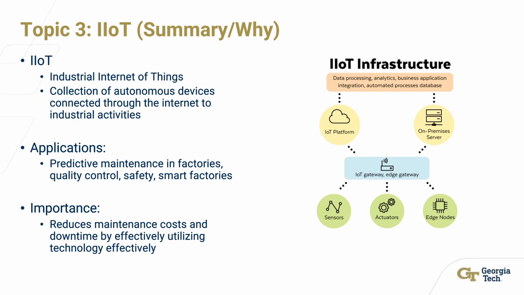Topic 3 is IoT. So this is industrial Internet of Things, which is essentially a collection of autonomous devices connected through the internet to drive industrial activities, specifically in this application. So a lot of the applications you can use it for are things like predictive maintenance, quality control, safety, smart factories, which we'll get into a little bit later. But it's very important and very interesting to see just how everything can link together through utilizing modern technology and the internet. And it can reduce maintenance costs and downtimes by optimizing your use of technology within an industrial setting.